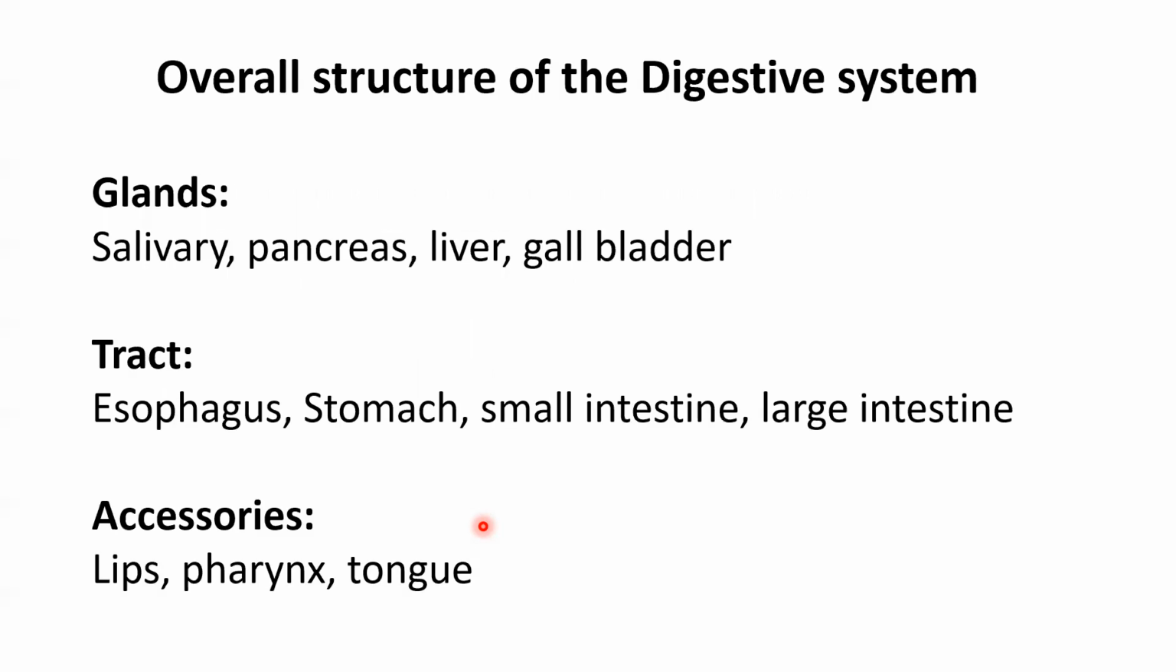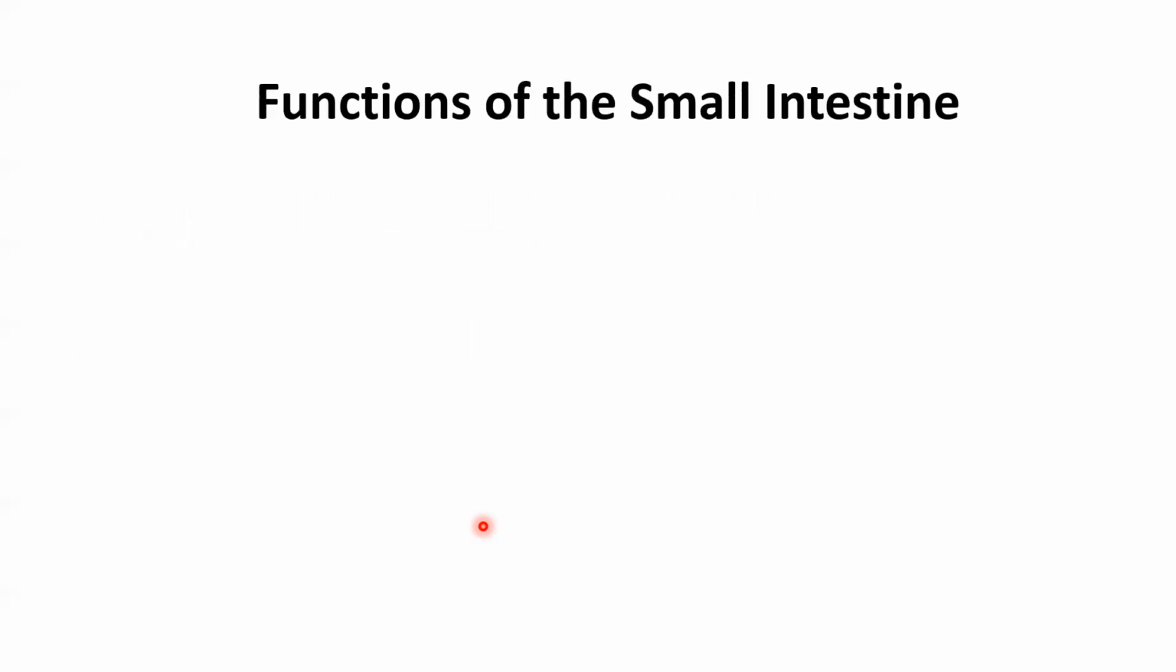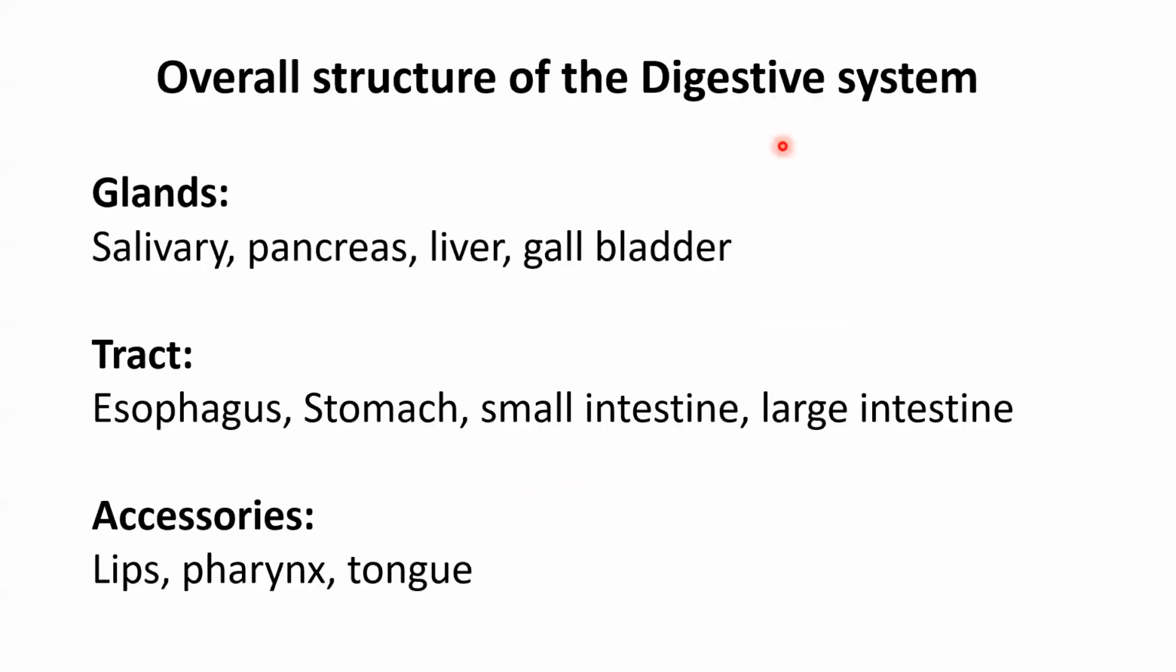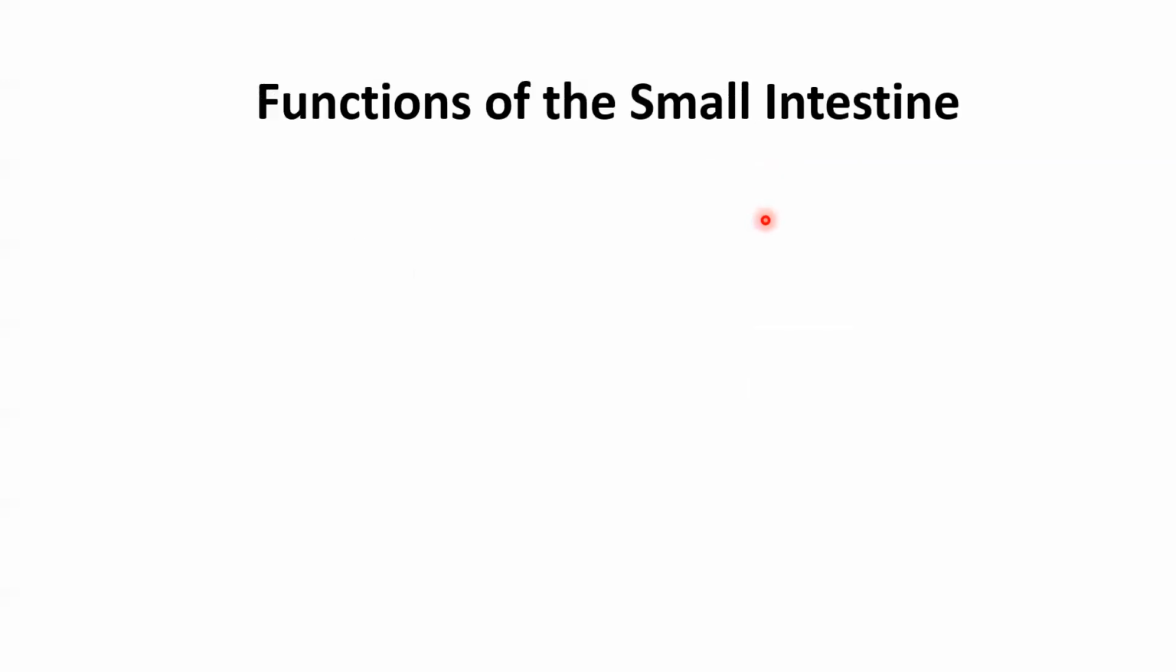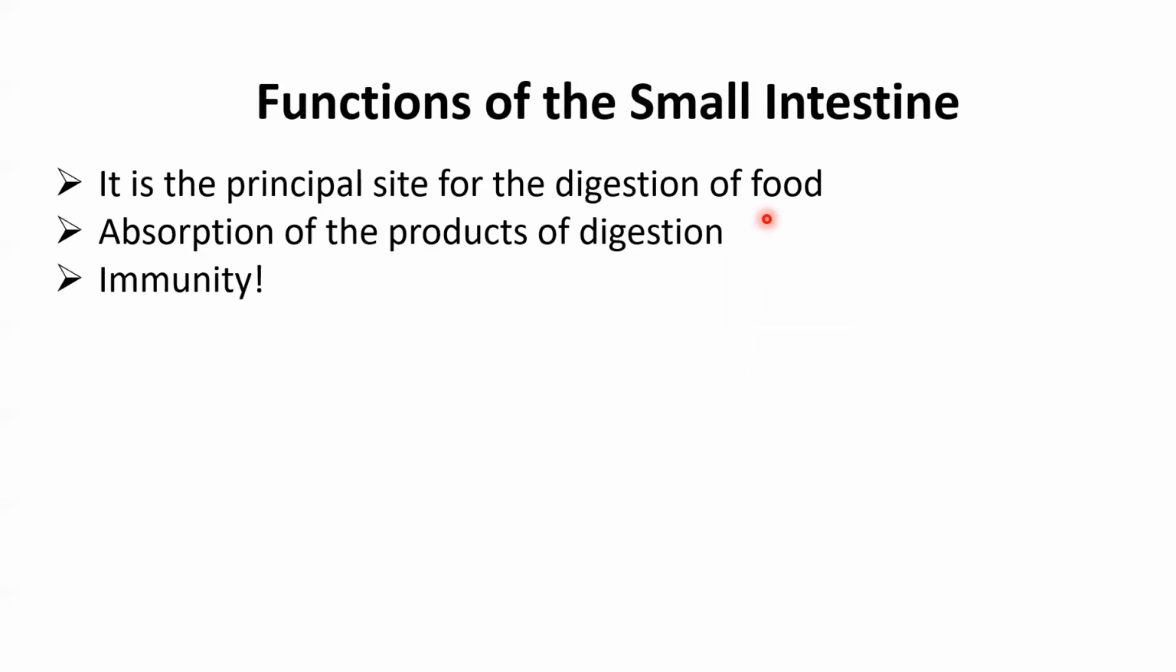So the overall structure of the digestive system, again: glands, tract, accessories. We have been jumping between some of those different organs. I think I'm missing some of the slides. Okay, functions of the small intestine. It's the principal site for digestion of food and absorption, and also has some role in your immunity.